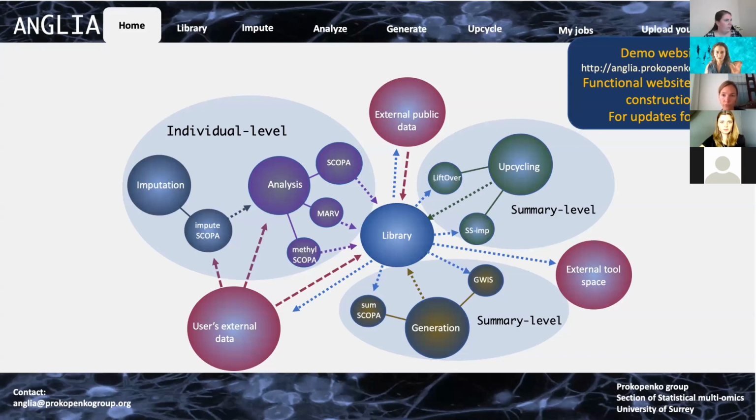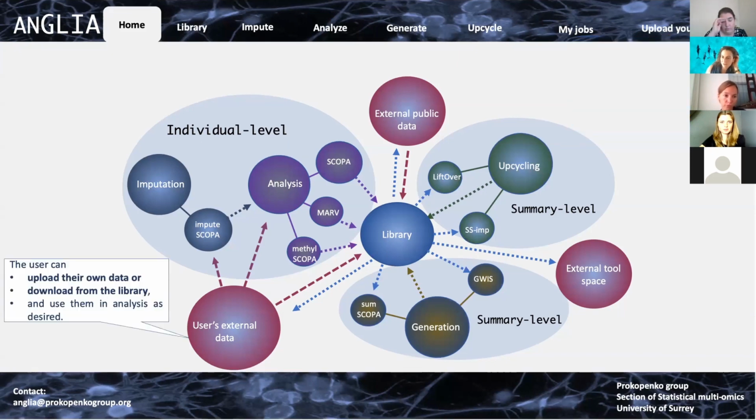It's an interactive interface, a bit like LD Hub, or MR-Base, where you can upload your data, you can generate your library, and you can use the tools from the platform in an online manner without needing to download and install it on your computer. As I said, it deals with individual level and summary level data, and there is also a library function where we dump the genome-wide association studies which we already upcycled.